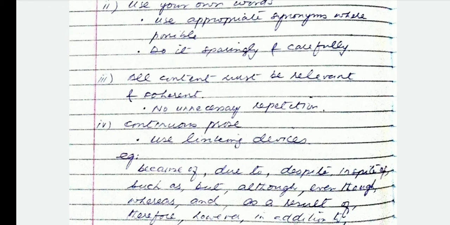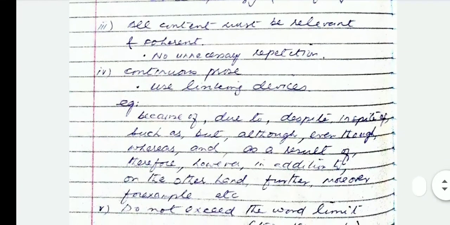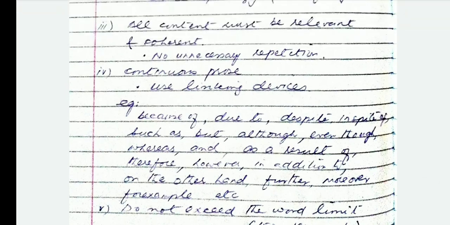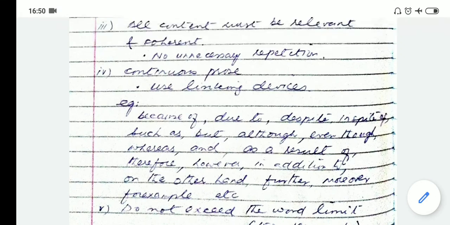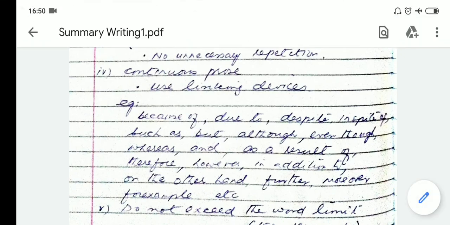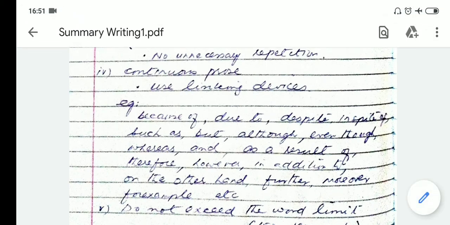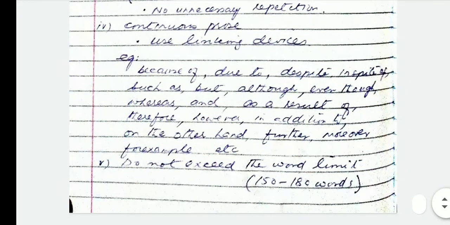Now what are the linking devices? I have given you examples of the linking devices as well. For example, because of, due to, despite, in spite of, such as, but, although, even though, whereas, and, as a result of, therefore, however, in addition to, on the other hand, further, moreover, for example, etc. These are the linking devices that link your main points into a continuous prose.